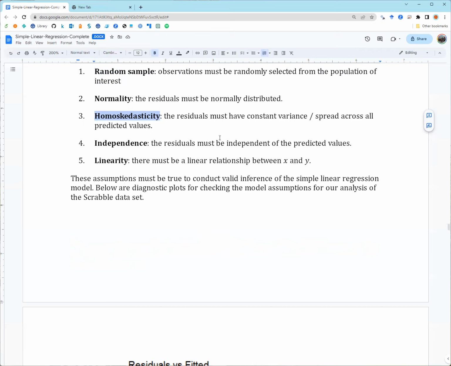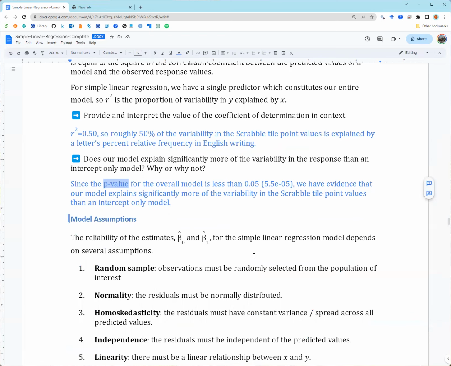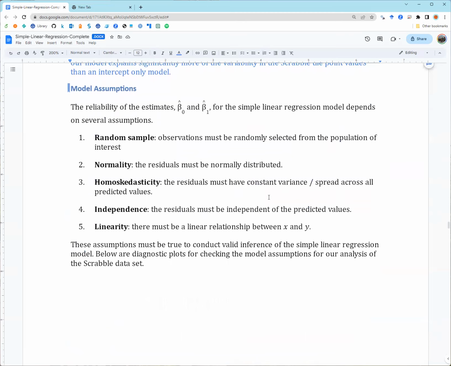We need the residuals or errors to be independent of what the predicted value is. And we need a straight line or linear relationship between the predictor and the response variable. So these must be true to conduct inference of the simple linear regression model. The p-value is only valid if these assumptions are met. Prediction intervals that we will obtain later are only valid if these assumptions are met. You can still get predicted values even if these are violated, but they might not be as accurate or reliable.